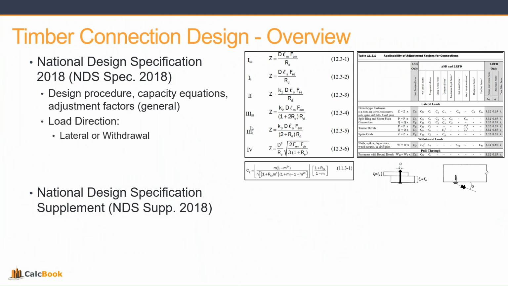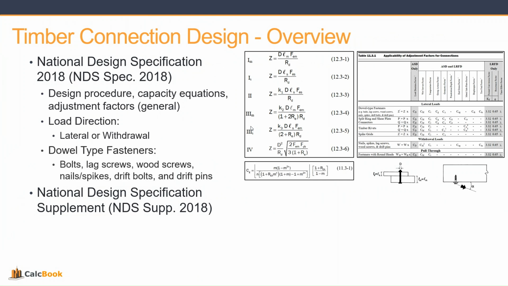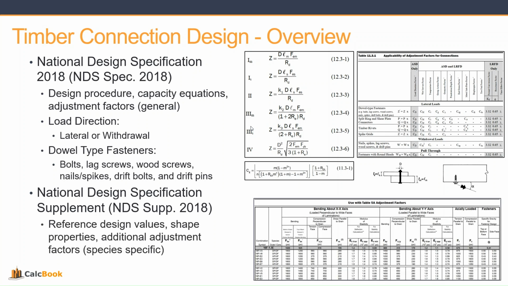And we can also determine what we're going to use for our load direction, whether we're in lateral or withdrawal, and then the type of fastener, right? So for us, we're going to be focusing on dowel type, so bolts, lag screws, wood screws, that sort of thing. The supplement doesn't get used as much for connection design, right? That is going to give us our reference design values for the members, shape properties, additional adjustment factors, specific to the species. But for connection designs, that does not come up that much.